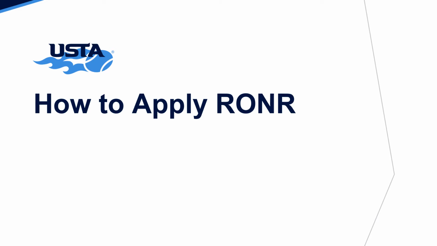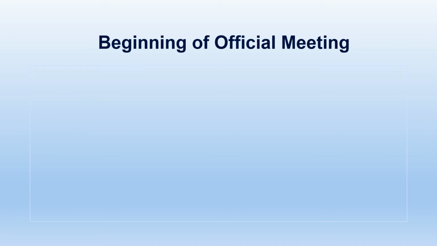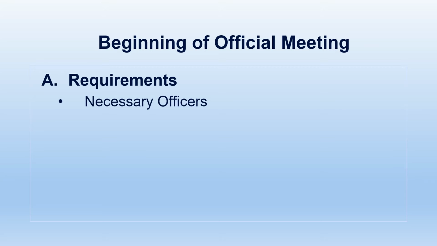Okay, let's move on to how to apply RO&R in a standard meeting. We will cover normal meeting procedures and considerations, but not delve into unusual or infrequent situations. Beginning of official meeting. For a meeting to be official, there are certain requirements. First, an officer to run the meeting must be present. In addition, the secretary or another officer to take minutes must also be present.